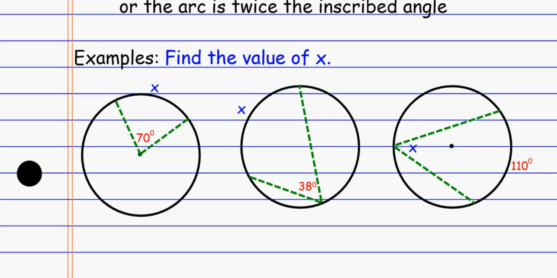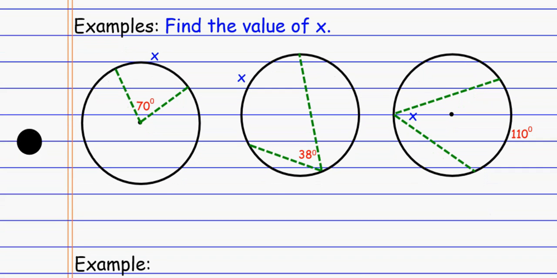So if I take a look at these guys, once again, I want to find the value of x. And the first thing I need to do is just decide what kind of angle am I talking about. Is this a central angle or is this an inscribed angle? And so for this first one, this is a central angle because the angle is at the center of the circle, okay? So the point of the angle is at the center. This is a central angle.